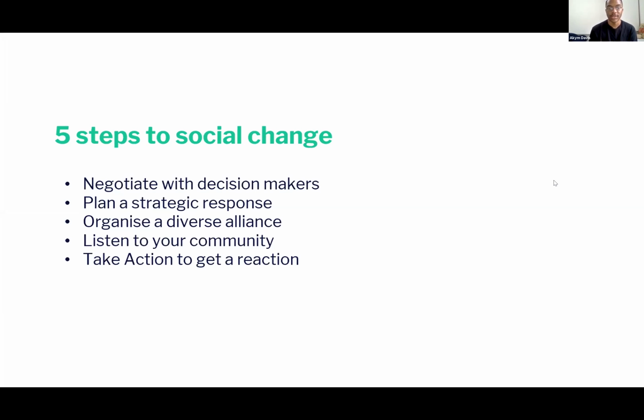One, we have negotiate with decision makers, plan a strategic response, organize a diverse alliance, listen to community, and take action to get a reaction. These are not in order. So what we'd like you to do is to put them in the order that you feel is best fit. So I'll give you like 2 or 3 minutes to do that now.